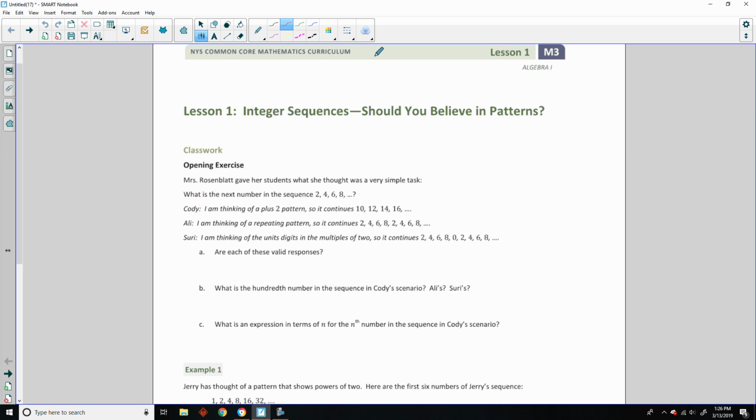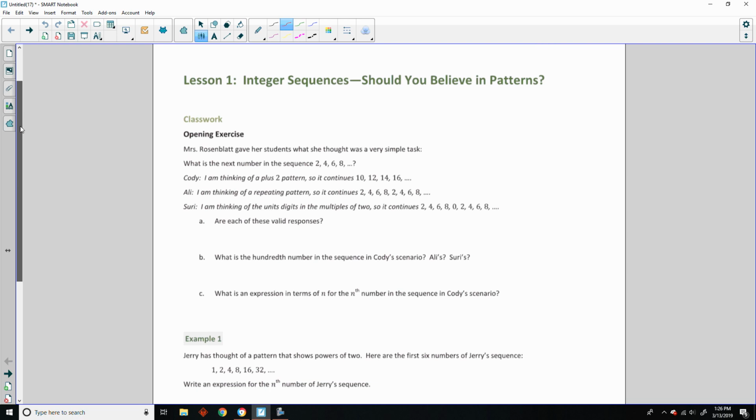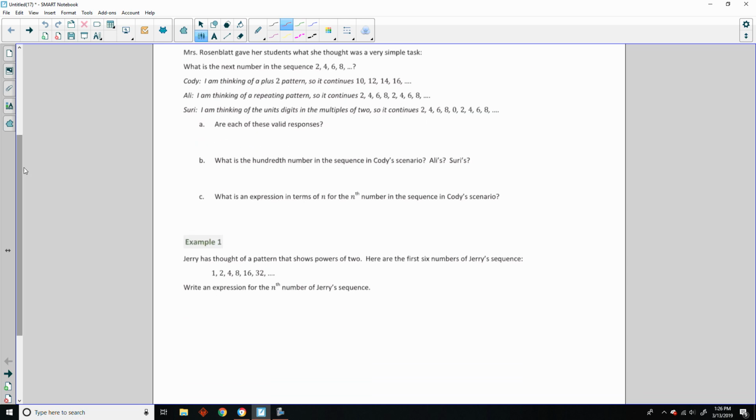Should you believe in patterns? Classwork opening exercise says Mrs. Rosenblatt gave her students what she thought was a very simple task. What is the next number in the sequence? Okay, let's just stop right there.